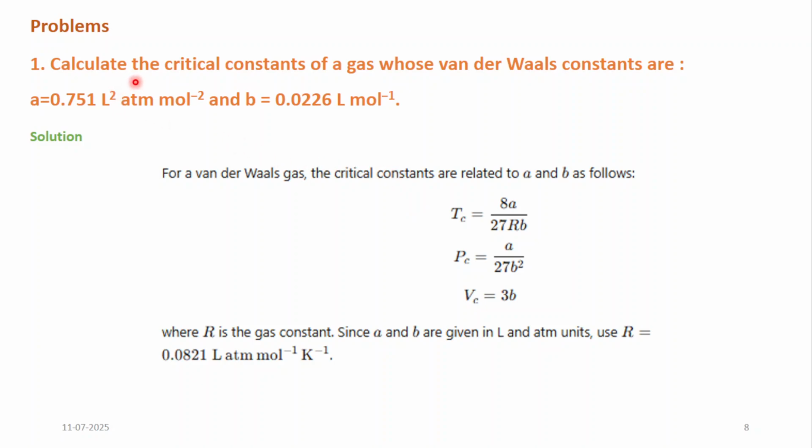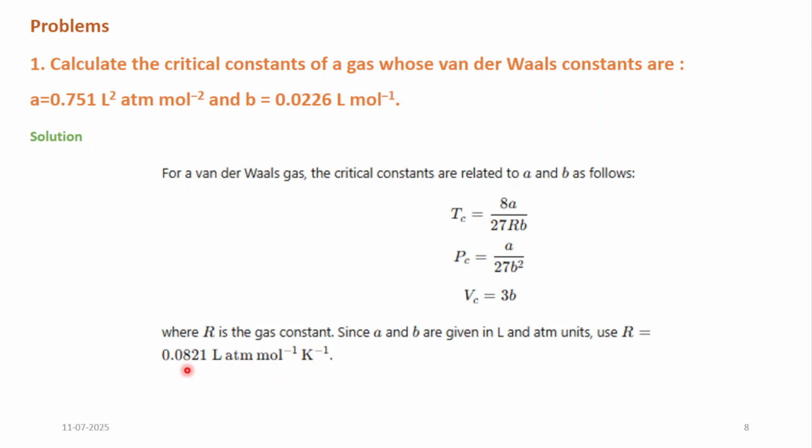Problem 1: calculate the critical constants of a gas whose van der Waals constants A and B are given. We know if A and B are given, then you can easily calculate TC, PC and VC using these relationships. Substituting the values, R is the gas constant. You can take the R value as 0.0821 liter atmosphere per mole per Kelvin, because A and B are in liter atmosphere per mole, and B is in liter per mole.